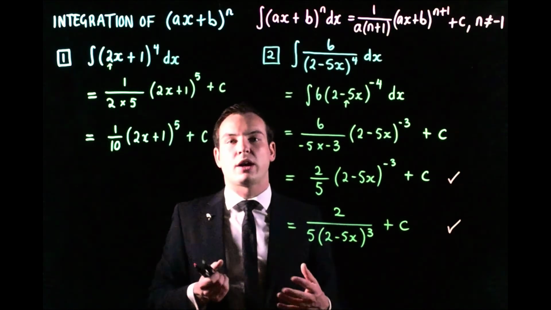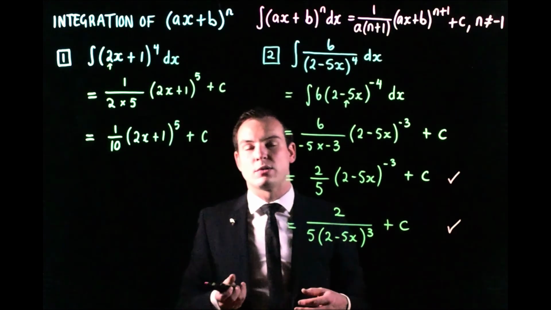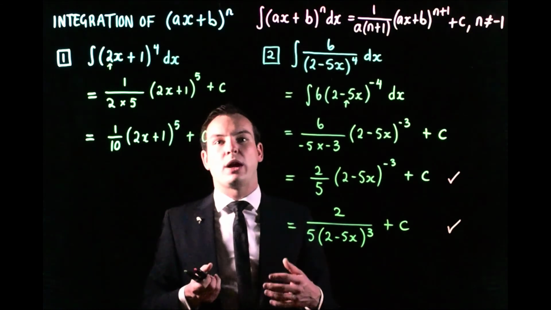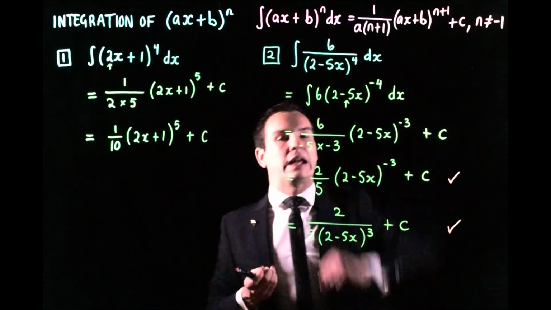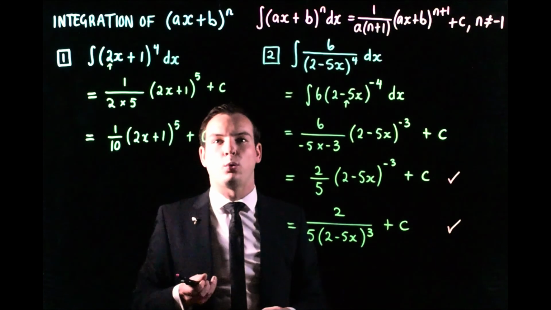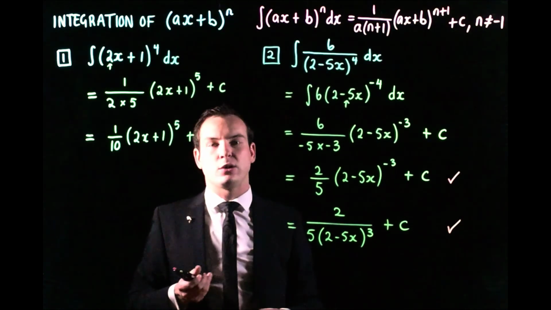Make sure you stick around and have a look at part 4, where we're actually going to look at integrations that result in a logarithm, which is where we actually have a power that is equal to -1. So we're finally going to have a look at what we do when our power is equal to -1.